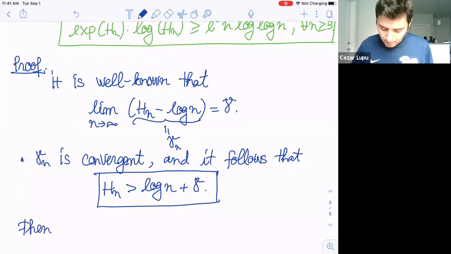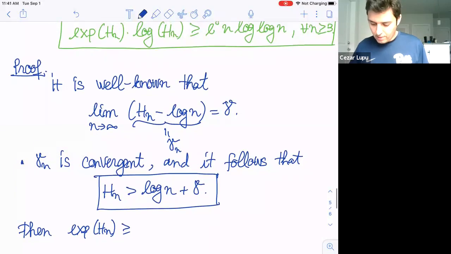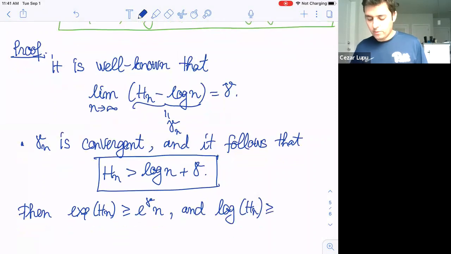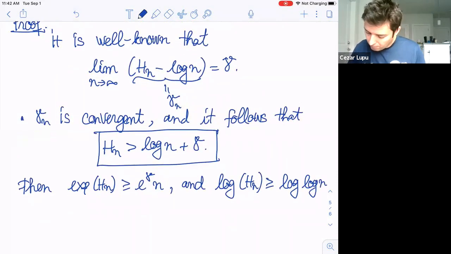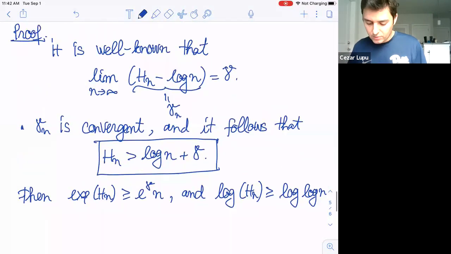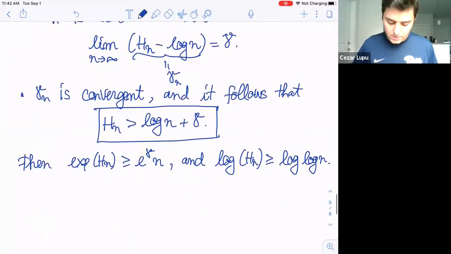Then the exponential of hn is greater or equal than, clearly, e to the gamma times n, right? And for the second part, the log of hn will be greater or equal, if we take the log here and we just neglect, than what? Than log n, right? Yes, okay, that's exactly what we need. So combining these two gives you a proof of lemma 1. Anyway, it was very simple.